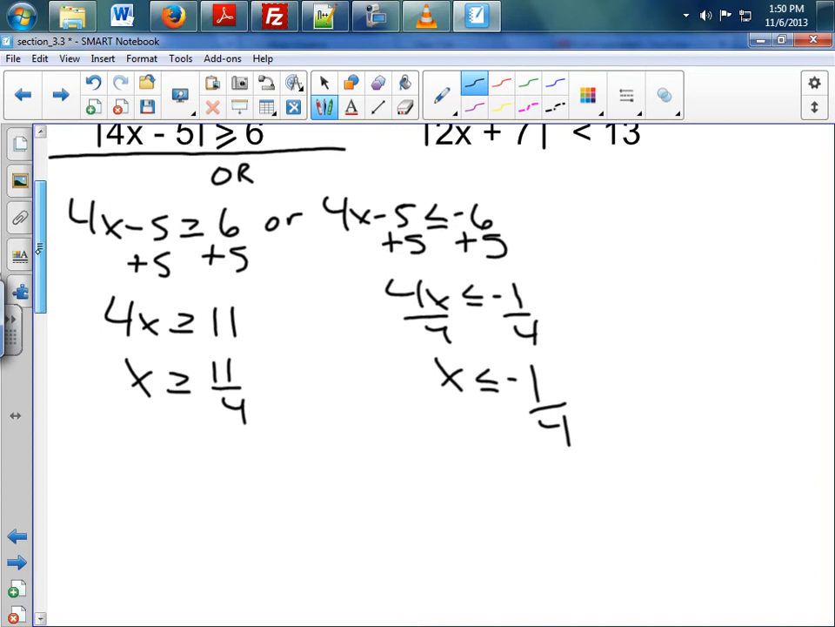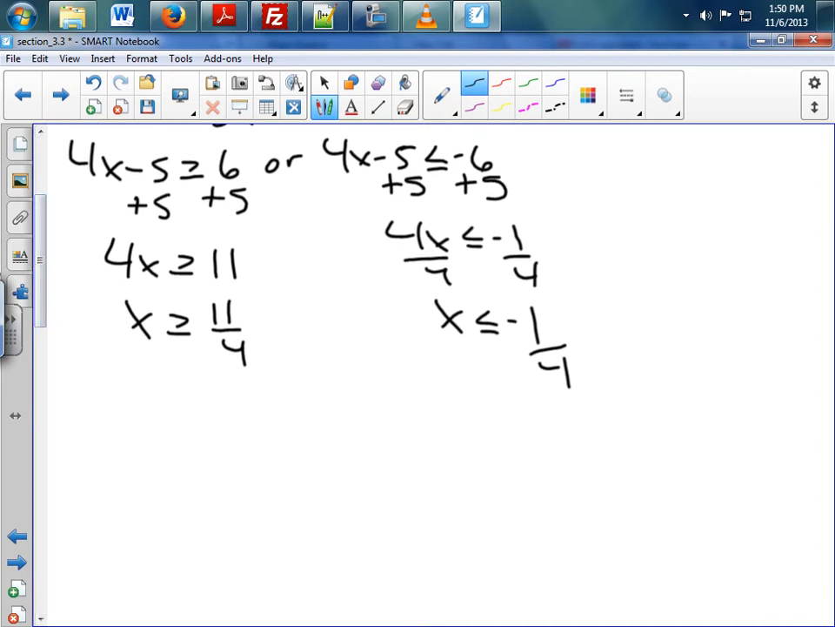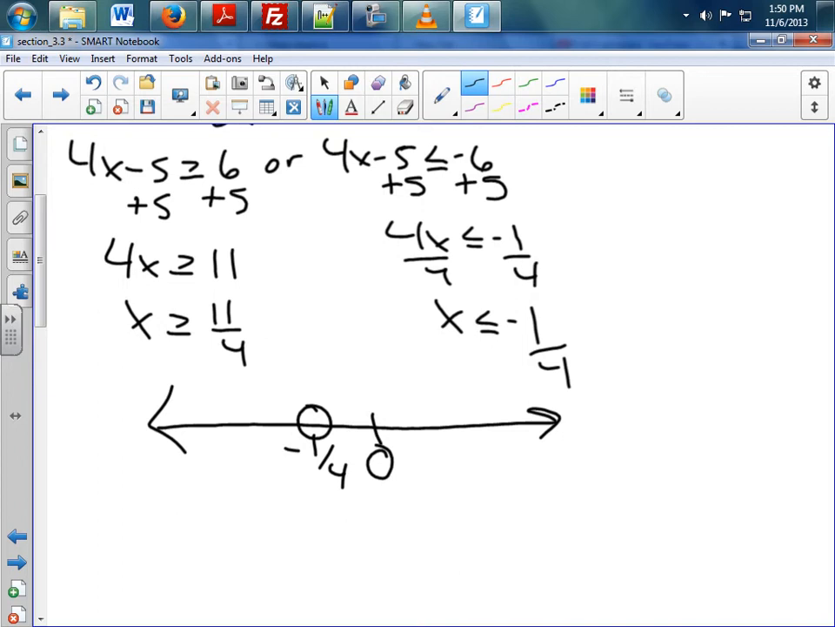I'll wait till you get caught up. Well, I'll graph it at least. You graph it. 0, negative 1/4. Put a circle. Do I color in these circles? Yes. And I shade this way. And I shade this way. Does that look like an OR graph? So I did that right.